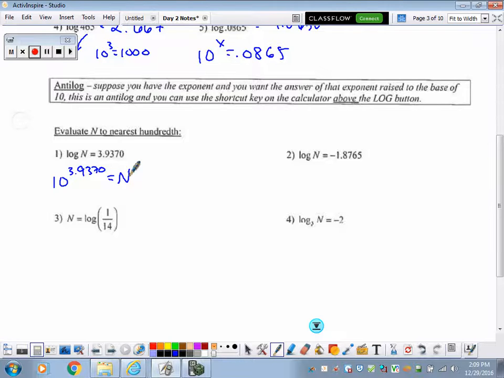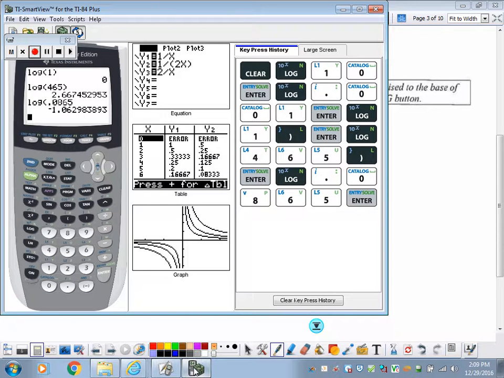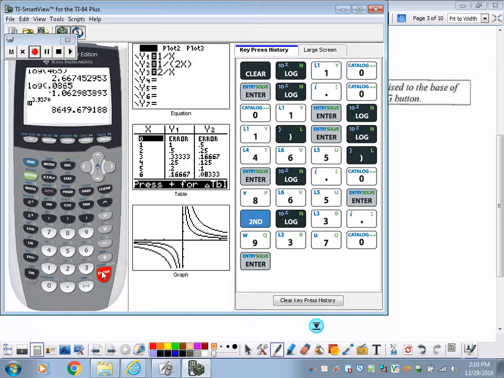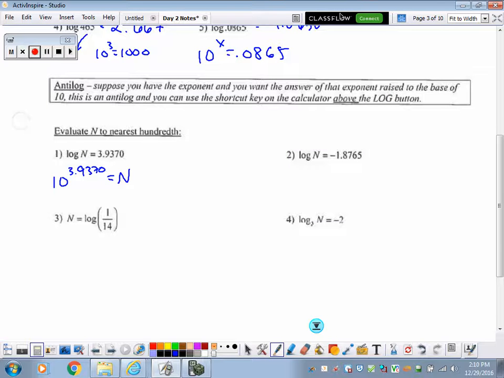Is equal to n. So the shortcut key is right above your log button, and because it's in blue, you do your second function key. The 10 is written as the base, and you're automatically raised to the power position, 3.9370. Press enter. To the nearest hundredth, 8,649.68. So n is equal to 8,649.68.